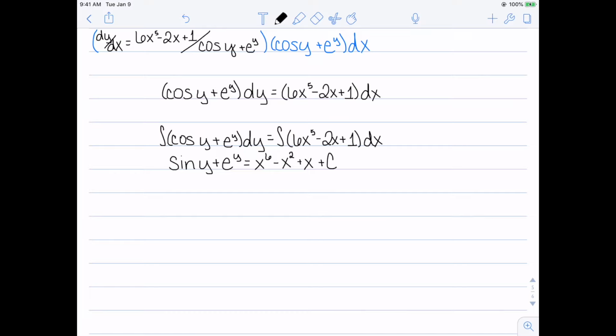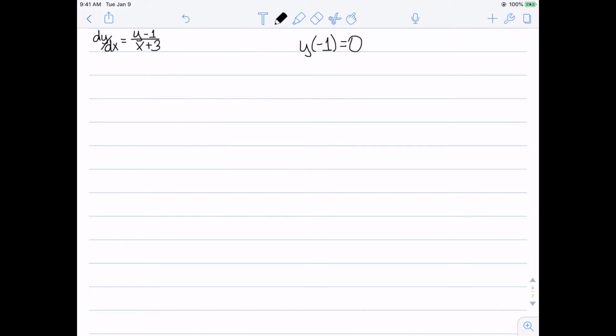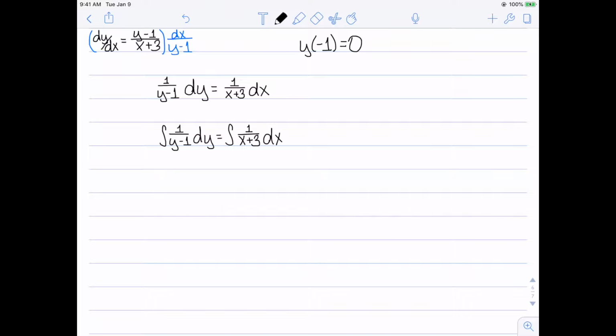Let's look at one more. The next problem is an initial value problem. We have dy/dx = (y - 1)/(x + 3), and we know y(-1) = 0. We multiply both sides by dx/(y - 1). That gives us 1/(y - 1) dy = 1/(x + 3) dx. We then integrate both sides. We know the integral of 1/(y - 1) is ln|y - 1|. And we know that the integral of 1/(x + 3) is ln|x + 3|.